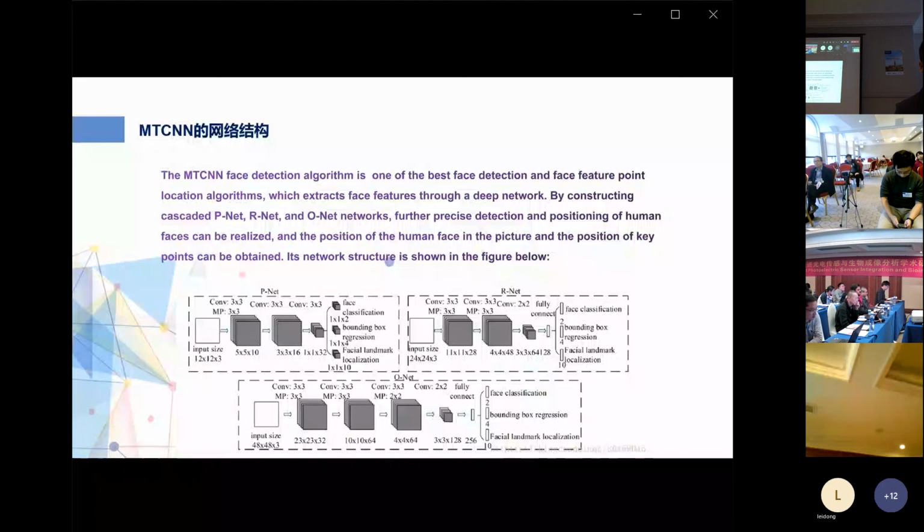So precise detection and positioning of a human face can be realized. The position of a human face in the picture and the positions of the key points can be obtained. The network is shown in the figure: the PNet, the RNet, and the ONet.